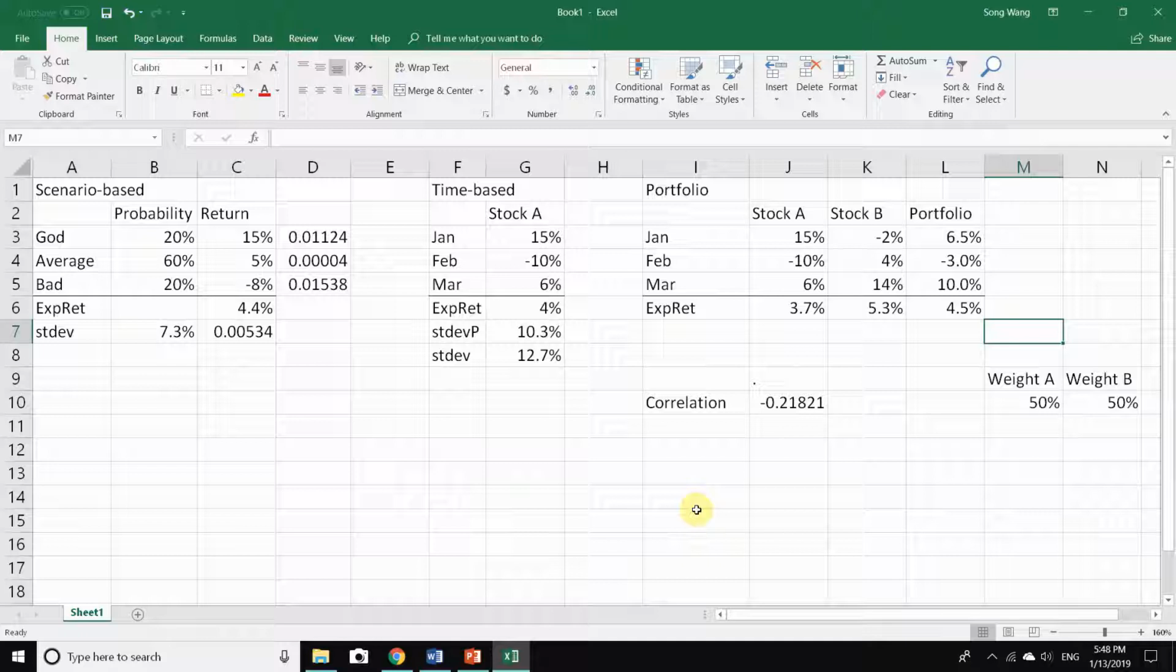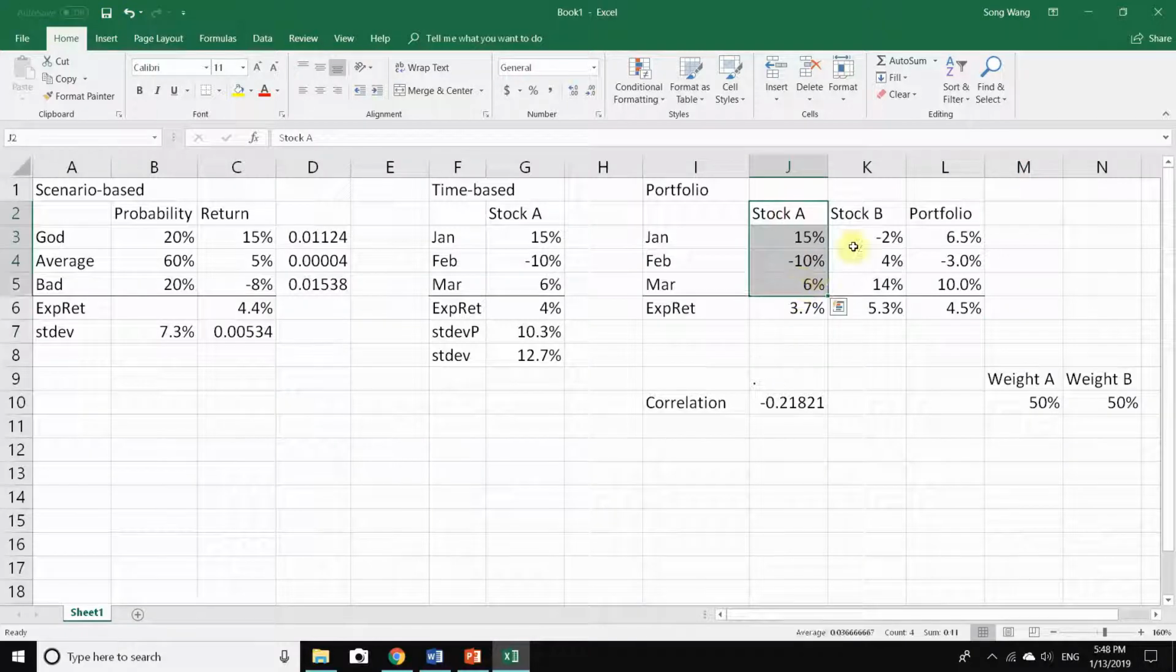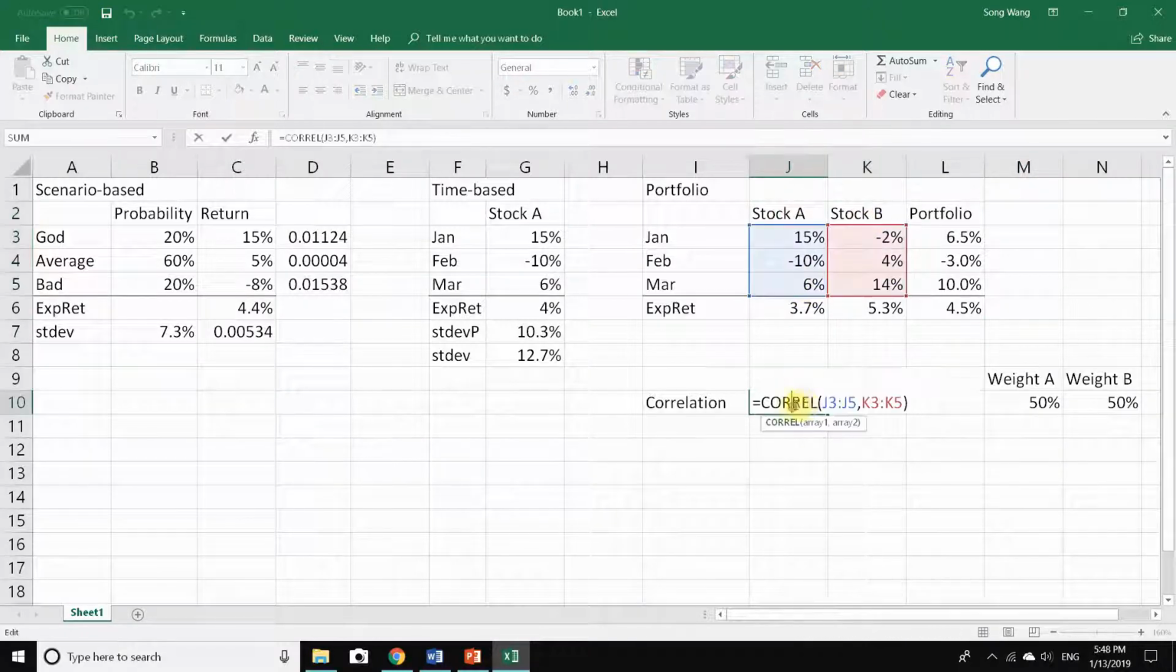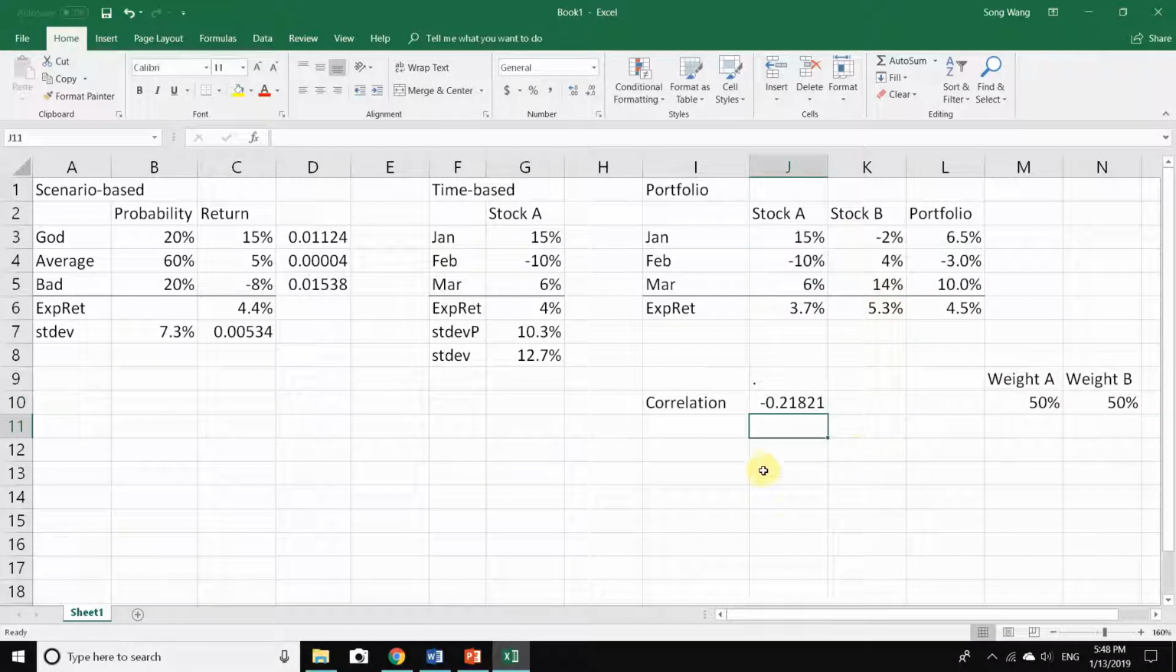Okay, if we look at this case, A and B, the correlation between these two, in Excel the formula is CORREL, and it is negative. Well, you need to find negative correlations, because that's going to help you reduce the overall portfolio risk.